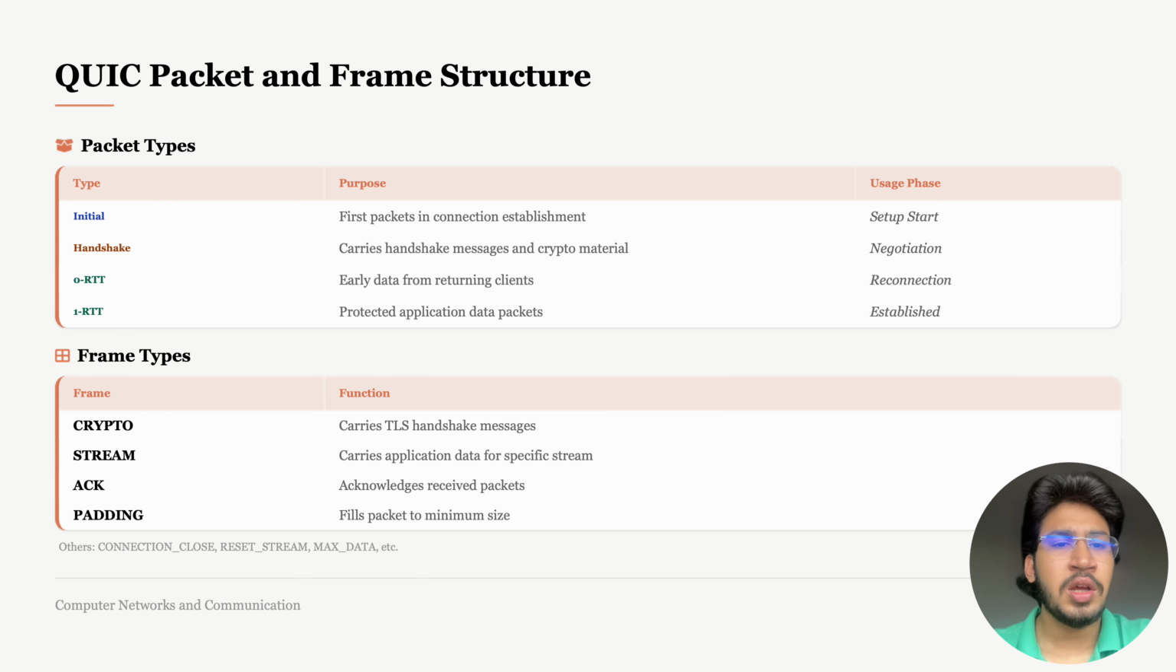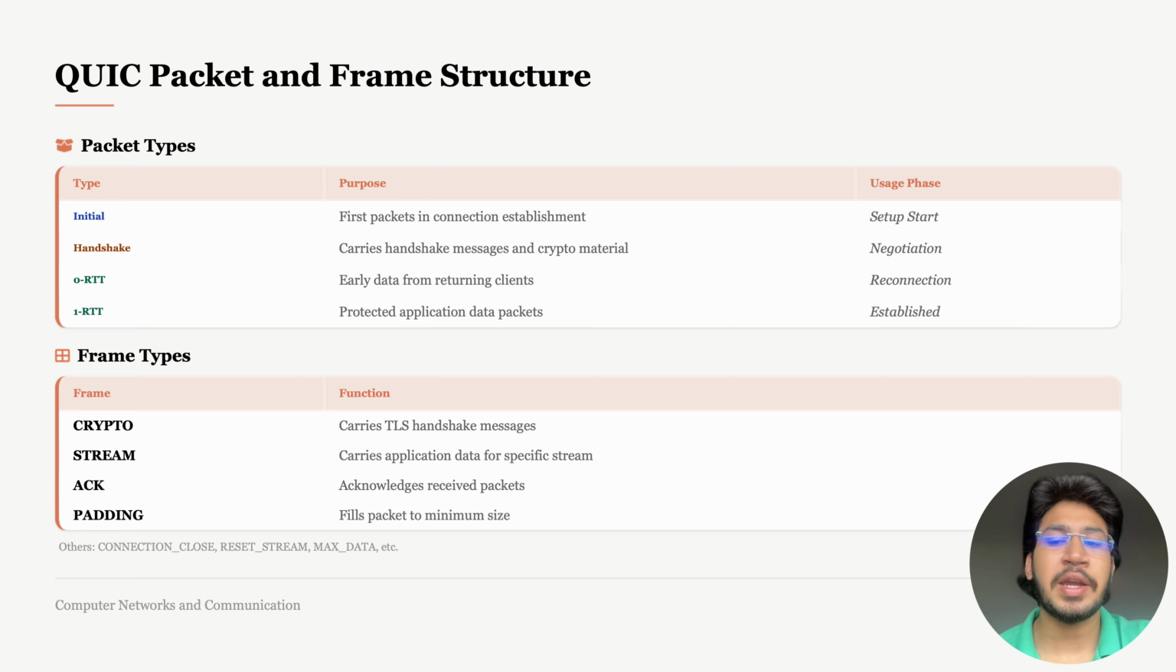Initial packets are used at the beginning. Handshake packets help establish the secure communication. 0-RTT is for returning connections. 1-RTT is used for the protected application data packets, and to make the connection successfully established.